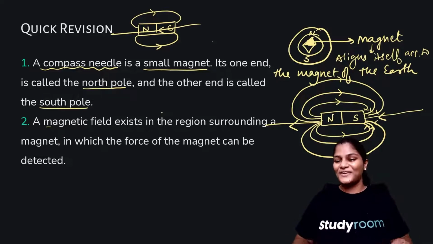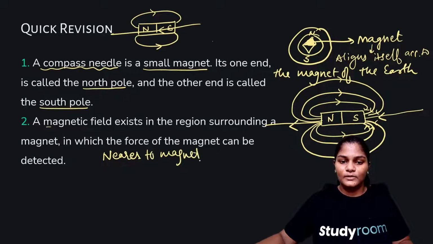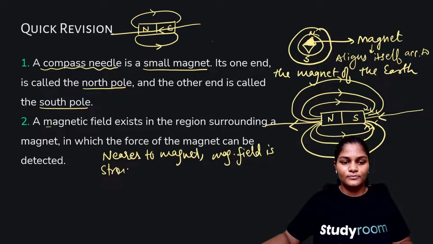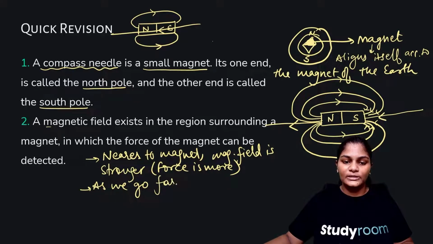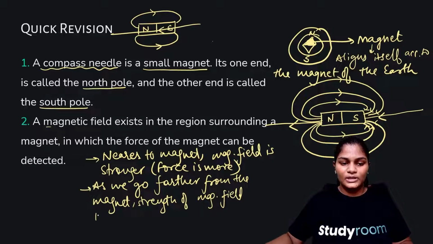No, don't hit anyone. Okay, so that means that nearer to the magnet, the magnetic field is stronger, right? So the magnetic force is more. This force is the magnetic force. And as we go farther from the magnet, the strength of the magnetic field keeps decreasing.